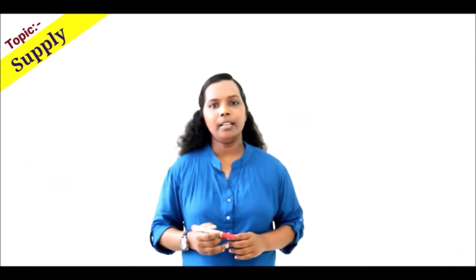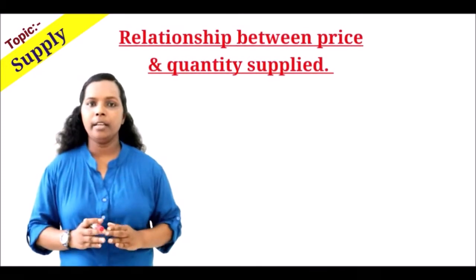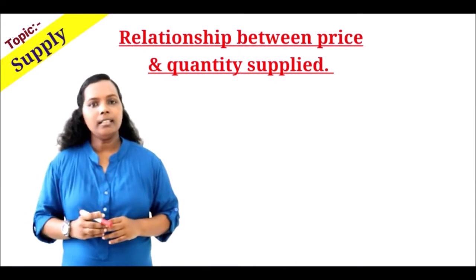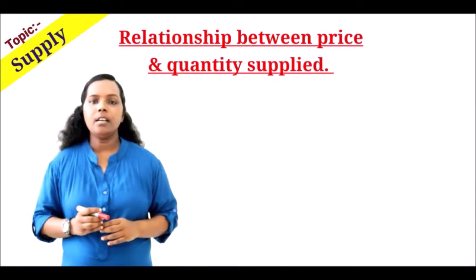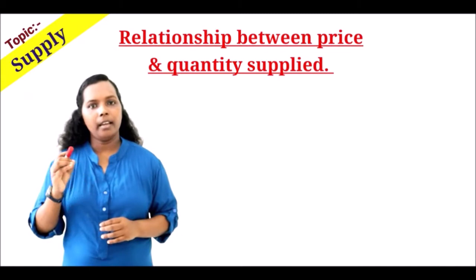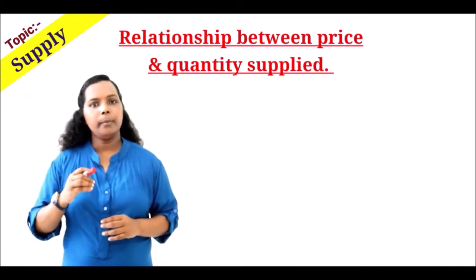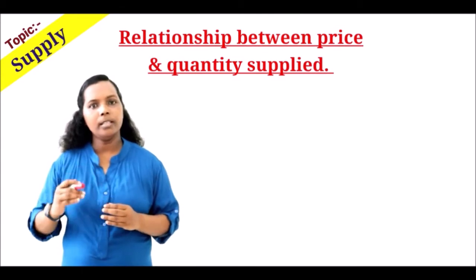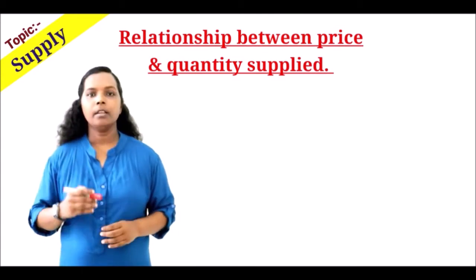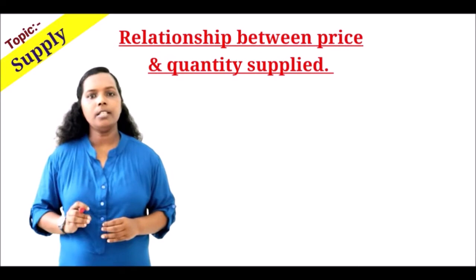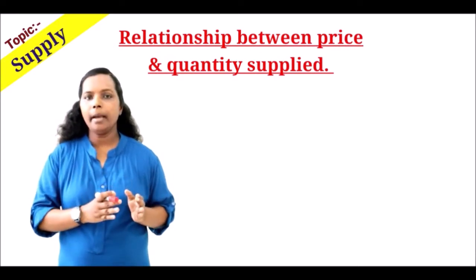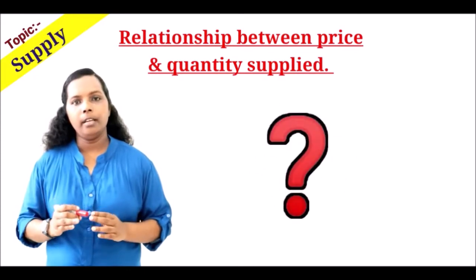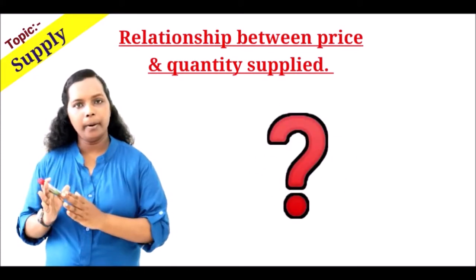Now, let's move on to the next step, the relationship between the price and the quantity supplied. You already learned in the previous class the inverse relationship between the price and quantity demanded. When the price rises, quantity demanded will fall, and when price falls, quantity demanded will rise. There is an inverse relationship between the quantity demanded and price. Then, what is the relationship between the price and quantity supplied?